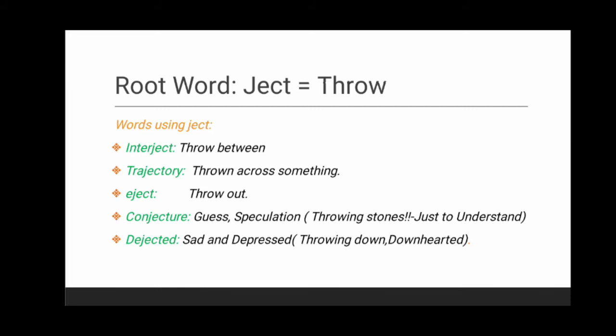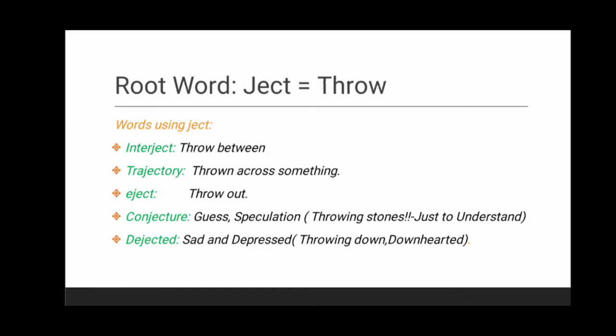And the next word is trajectory, which means thrown across something. We all often had in this physics textbook, right? The example sentence is, the missile deflected from its trajectory. And coming to the third word, eject, which means throw out. And the sentence is, the pilot ejected when his plane caught fire.